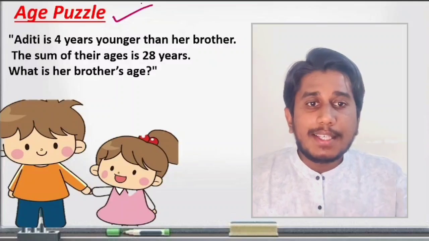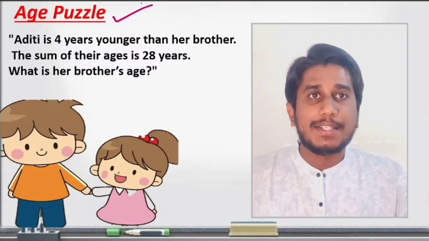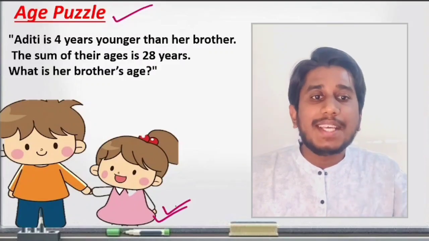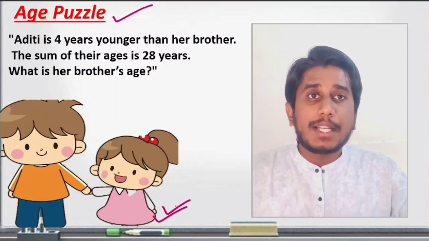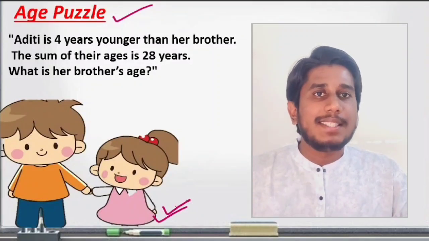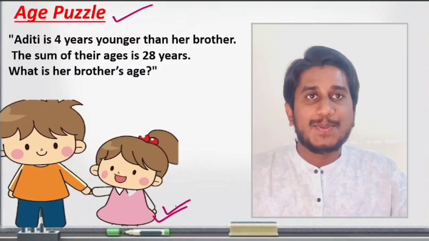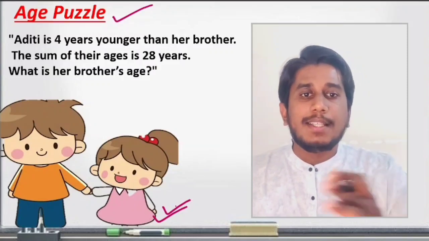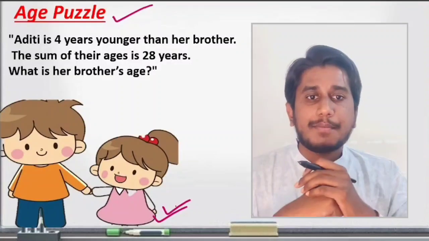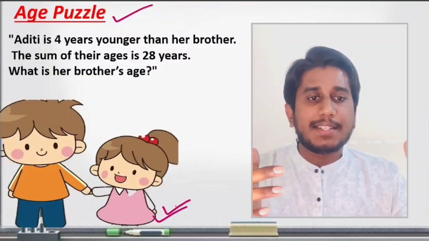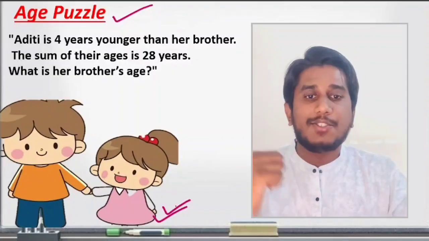Aditi is 4 years younger than her brother. The sum of their ages is 28. What is her brother's age? Many of you are siblings or a single child also, but if you have siblings, brothers or sisters, you can relate to the age difference. This age puzzle will help you master that. Aditi is 4 years younger than her brother, and the sum of their ages is 28. Now, what is her brother's age?